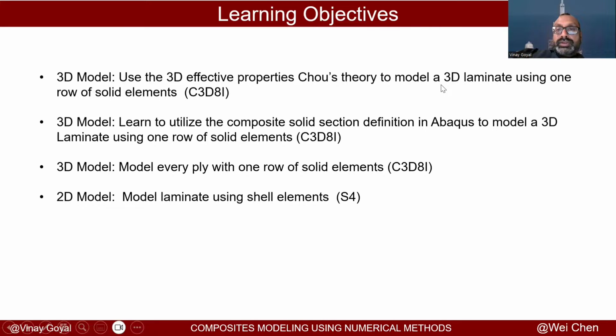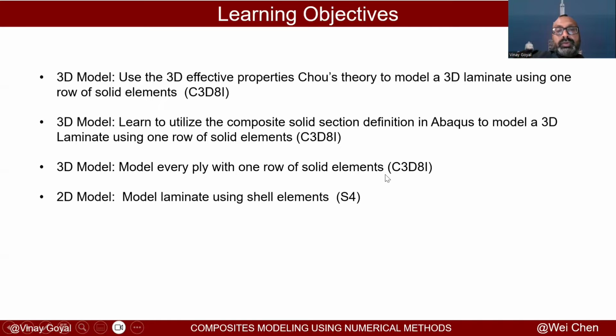We'll then model a 3D laminate using one row of solid elements. The second approach we're going to use is, instead of using Chou's theory, we'll let ABAQUS do the calculation for us, where we'll still use one row of solid elements, but ABAQUS will be used to model a 3D laminate with one row of elements. So these two are very similar. The first one, we're doing the calculation ourselves. The second one, ABAQUS is doing it for you.